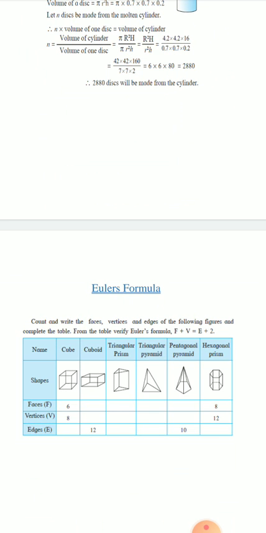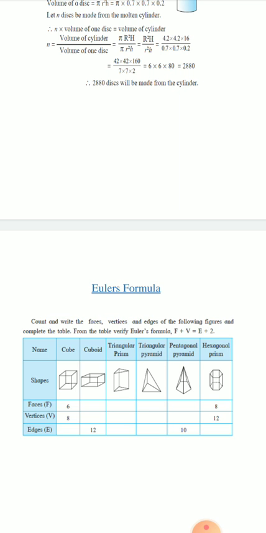F plus V equal to E plus 2, where F is faces, V is vertices, and E is edges. So simply they give you various solid geometries, and you have to complete this table. For example, shapes are given. The first shape is a cube and faces are 6, vertices are 8, and with the help of Euler's formula F plus V equal to E plus 2, you can calculate the remaining part.